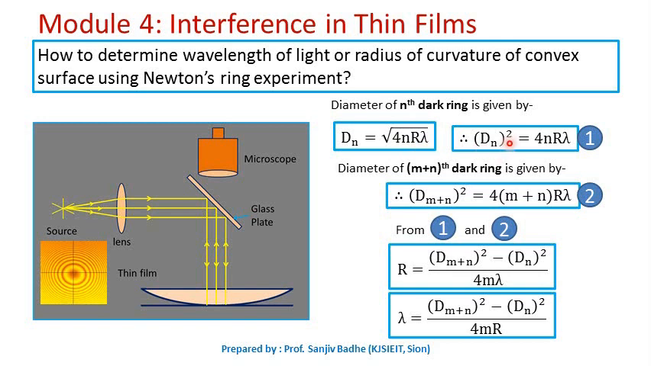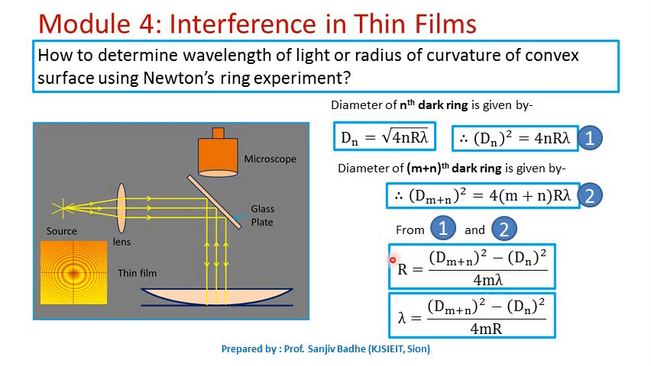So we can write dn square equal to 4 nr lambda. Diameter of m plus nth dark ring is given by dm plus n square, that is equal to 4 m plus n r lambda. So this n is replaced by m plus n here, and here also n is replaced by m plus n. So let us call this as equation number 1 and this as equation number 2. We can subtract equation number 1 from equation number 2, and from equation number 1 and equation number 2 we can write r to be equal to dm plus n square minus dn square upon 4 m lambda.